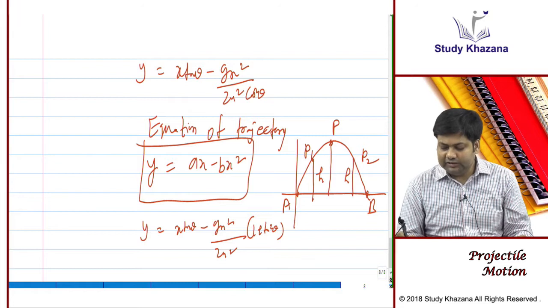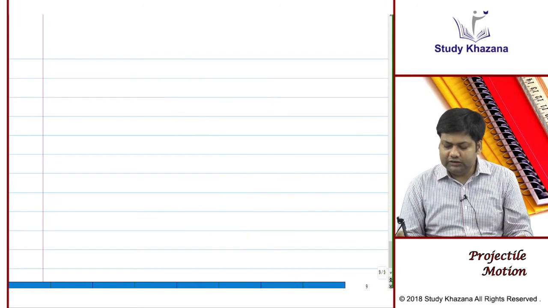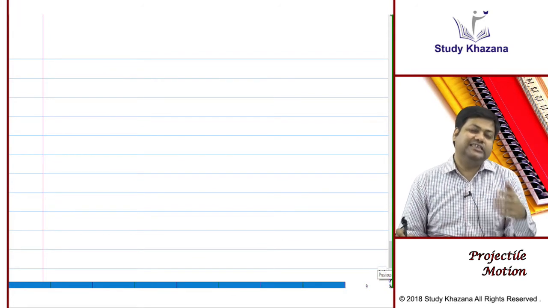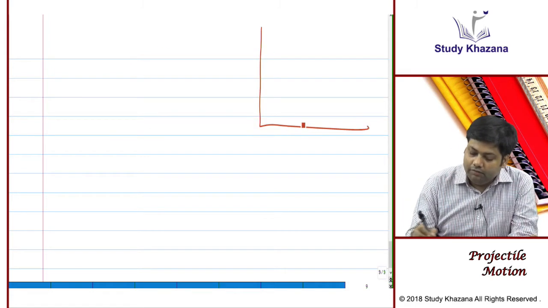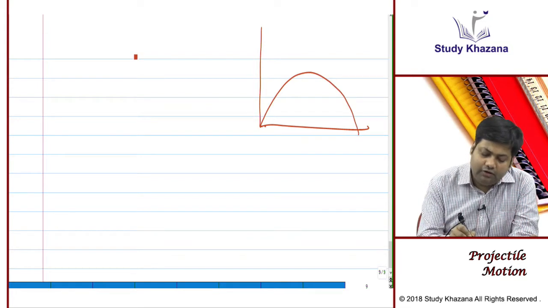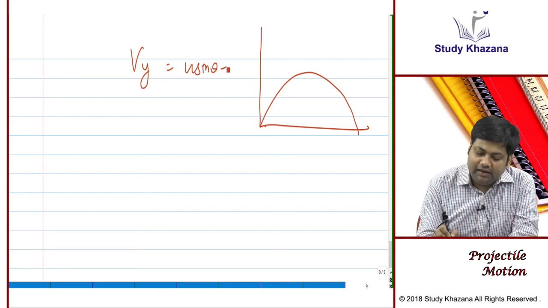So now we come to the next point. We will focus on the velocity part, that is, how the velocity changes during projectile motion. So let's see, when we have drawn the equations, we had two velocities, Vy equal to u sin theta minus gt, and Vx equal to u cos theta.